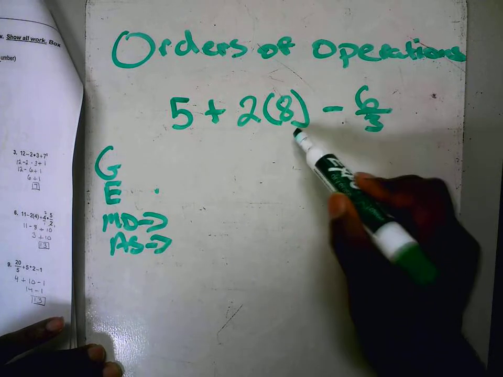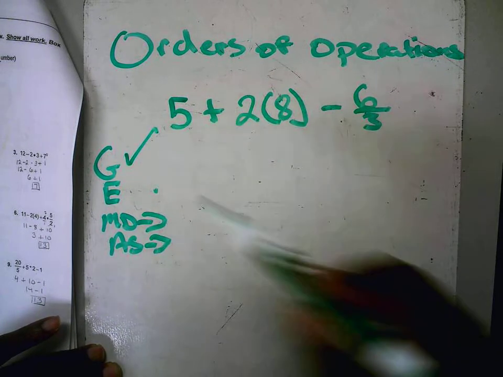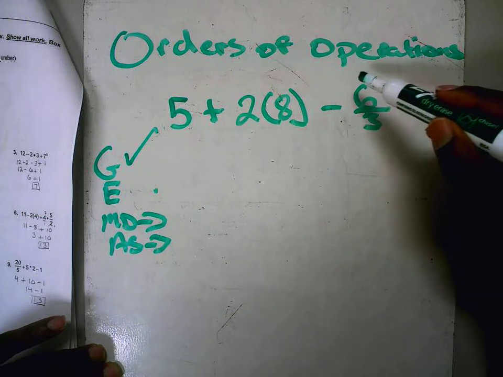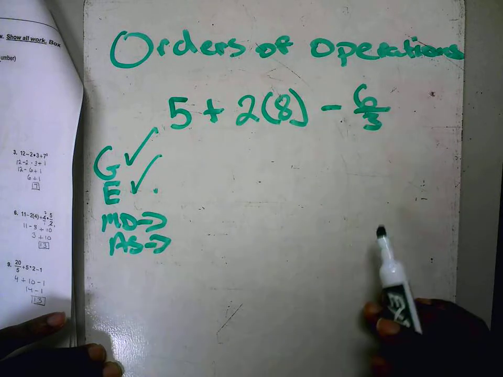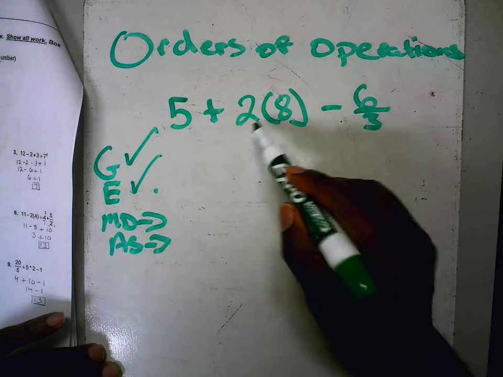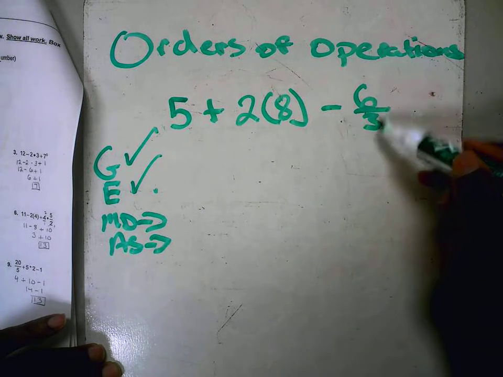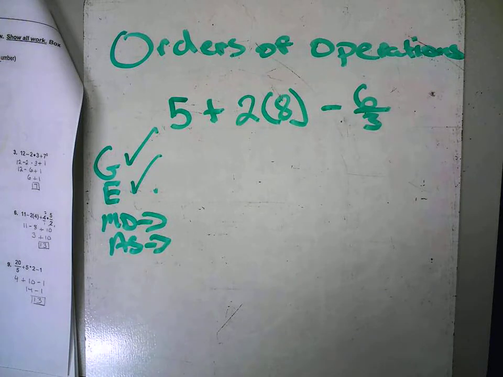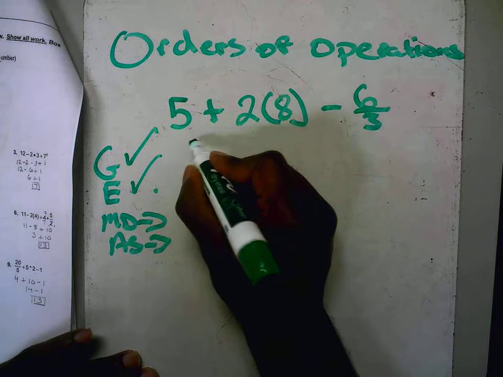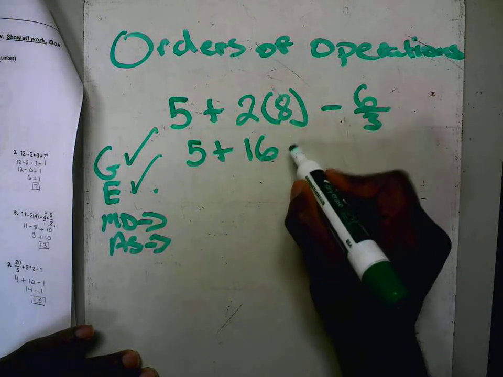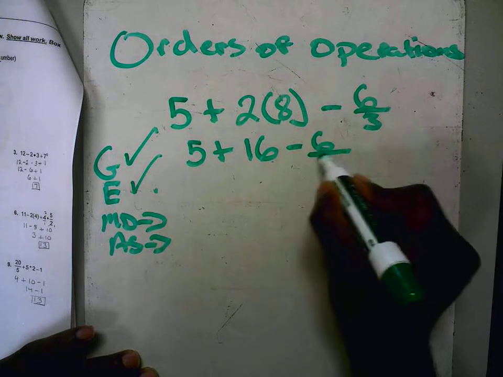No. 8 is as simplified as it can get, so we're good there. Exponents. There are no exponents to work through, so we're good there. Now, multiplication, division. I see multiplication and I see division. Remember, 2 times 8 and 6 divided by 3. So I'm simply going to write down everything I don't do, or every operation I do not evaluate. So it's going to be 5 plus 16 minus 6 divided by 3.